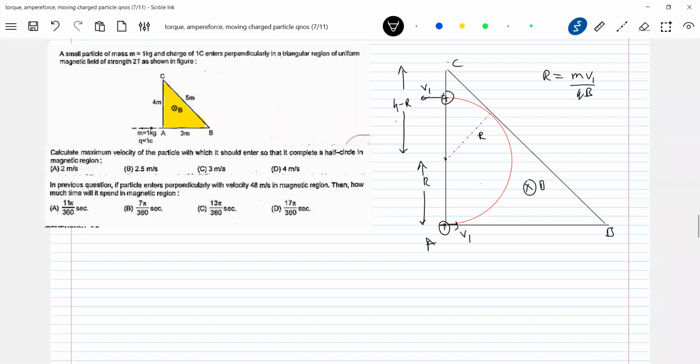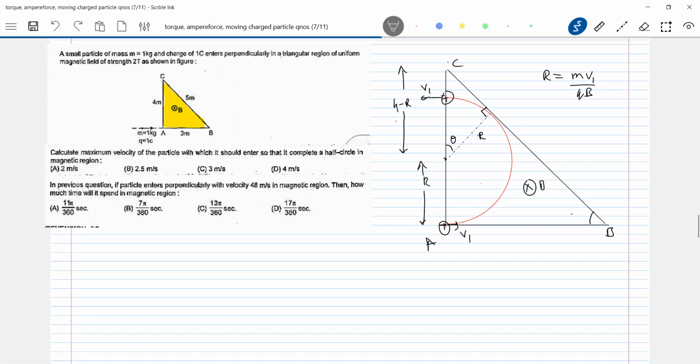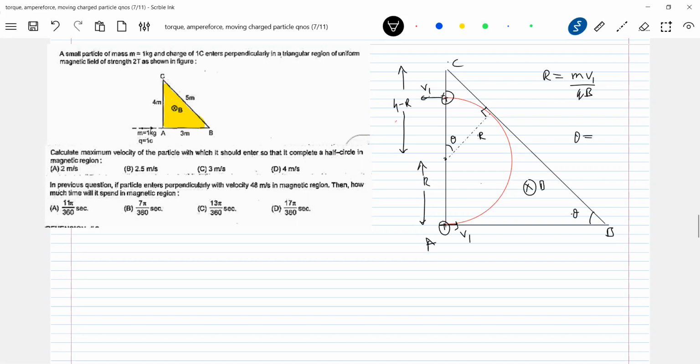So this should be the perpendicular. So take this as some theta. Can you find out the theta? So do we know this angle? Anybody? This angle? So that is also theta. No, that okay. There's a theta. How much theta? Tan inverse 4/3. 53 degrees.